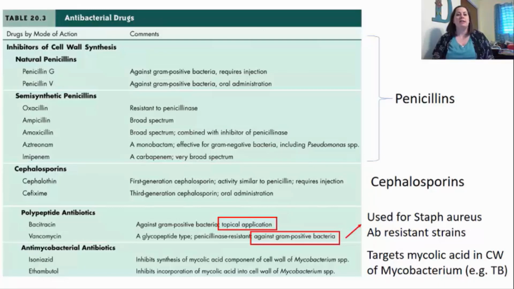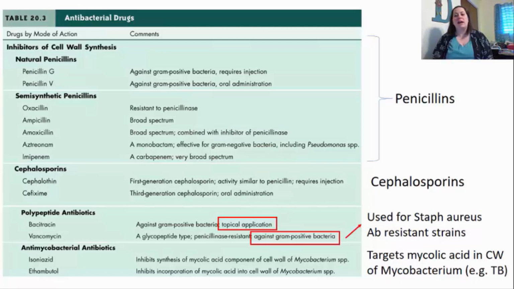You'll notice here in the chart it says inhibitors of cell wall synthesis, and it lists the different groups. We have the natural penicillins, so penicillin G and penicillin V. We have some semi-synthetic penicillins. These would be things like ampicillin, amoxicillin. We also have the cephalosporins located here. There are also some polypeptide antibiotics like bacitracin and vancomycin. And then there are also the antimycobacterial antibiotics, for example things like ethambutol.